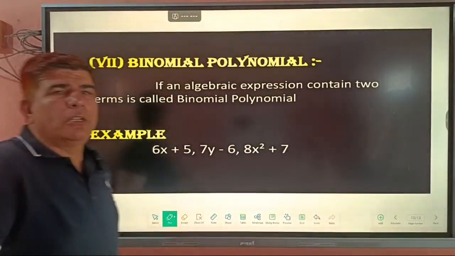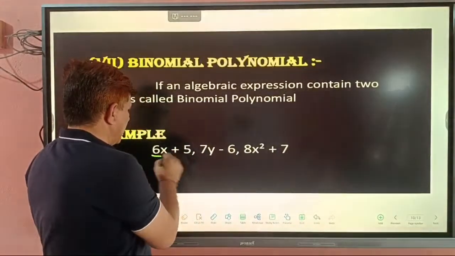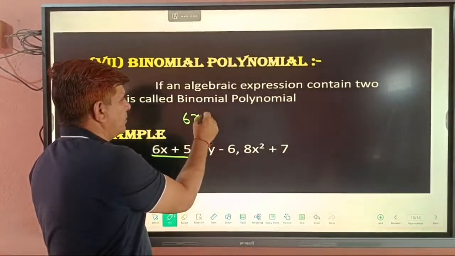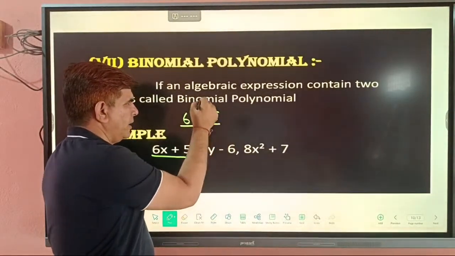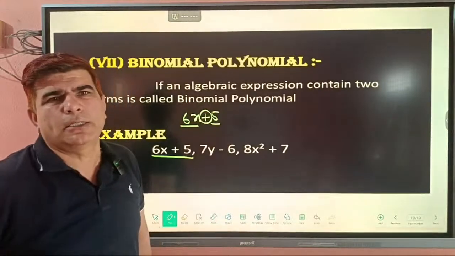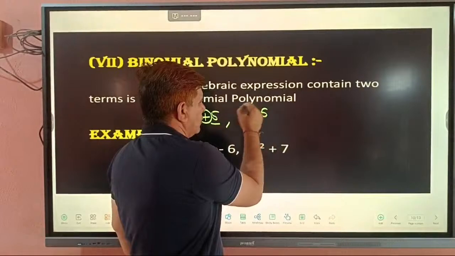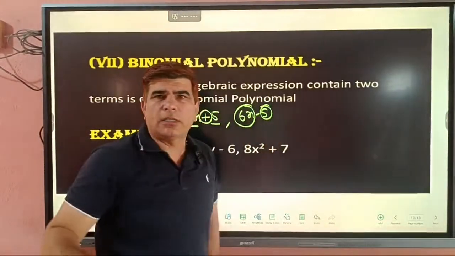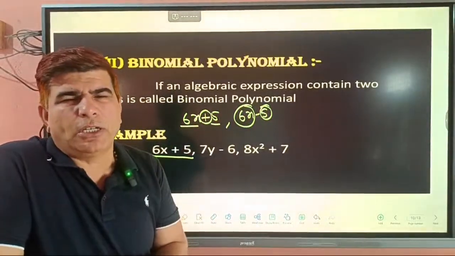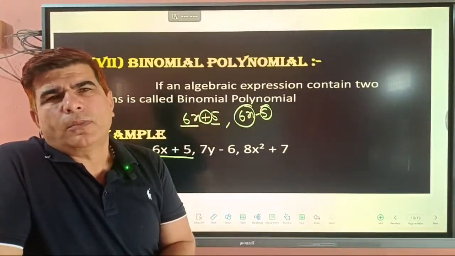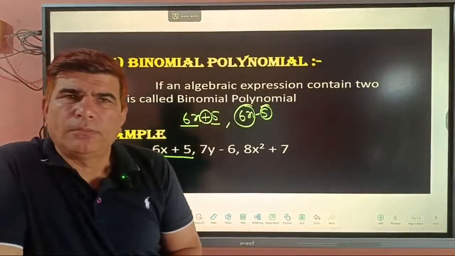Then what is it called? Binomial. For example, 6x plus 5. How many terms? One term is this, another term is this, separated by this basic operation of mathematics. We can write it like this also, 6x minus 5. One term is this, one term is this. How many terms does this contain? Two terms. If an algebraic expression contains two terms, then that expression is known as a binomial.